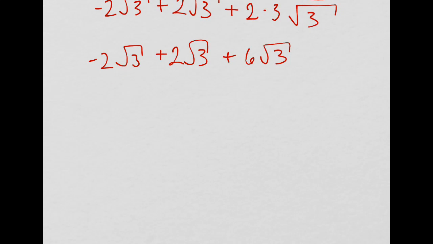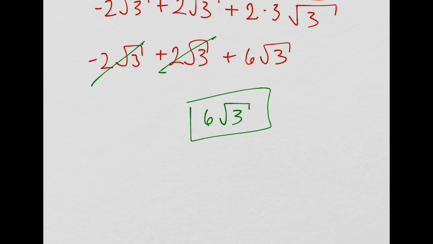Now look at this. These are all root 3's. It's similar to negative 2x plus 2x plus 6x. These are all like terms, so we can combine them, just like we would have here. Negative 2x plus 2x would cancel out to 0. So that's what happens here. Negative 2x plus 2x, or negative 2 root 3 plus 2 root 3, it's the same idea. So then we just have our answer, 6 square root of 3.